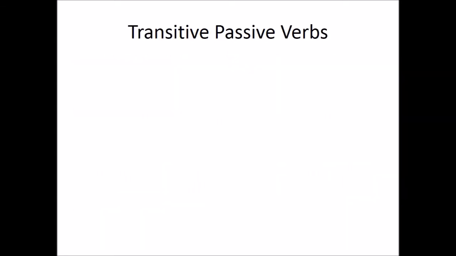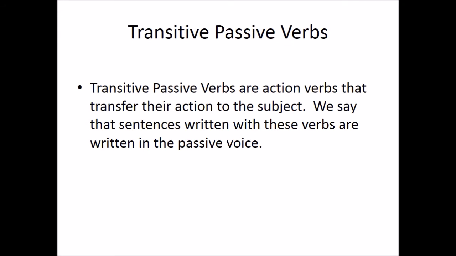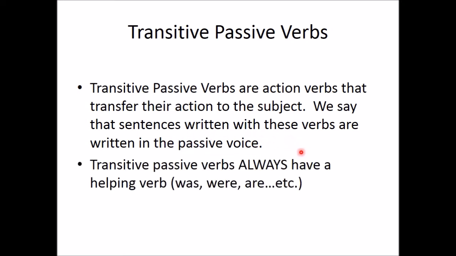Transitive passive verbs are action verbs that transfer their action to the subject. We say that these sentences are written in what's called the passive voice. So when you have sentences written with a transitive passive verb, you're writing in the passive voice. Transitive passive verbs always have a helping verb. So that can give you a hint. They always have helping verbs. Now, just because there's a helping verb doesn't mean it's transitive passive, but if it's transitive passive, it's going to have a helping verb.